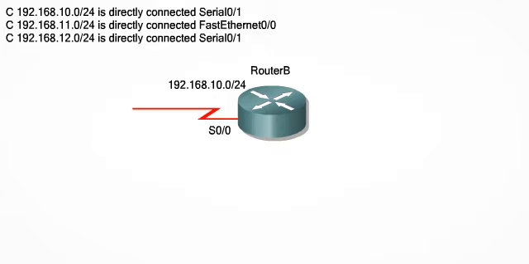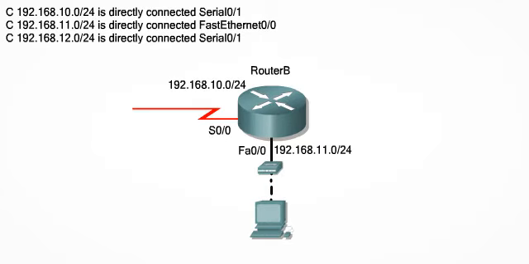The second line of the routing table shows us that there is an Ethernet network directly connected to router B on its fast Ethernet 0/0 interface. So let's connect that network. We will label this network on the topology with 192.168.11.0/24. It's starting to look more like a real topology now, right?